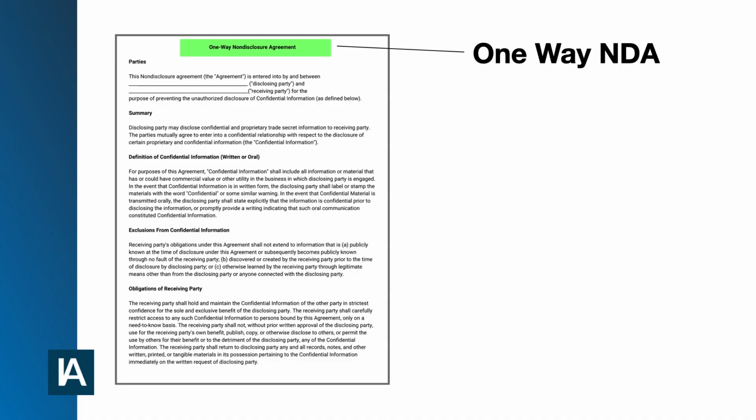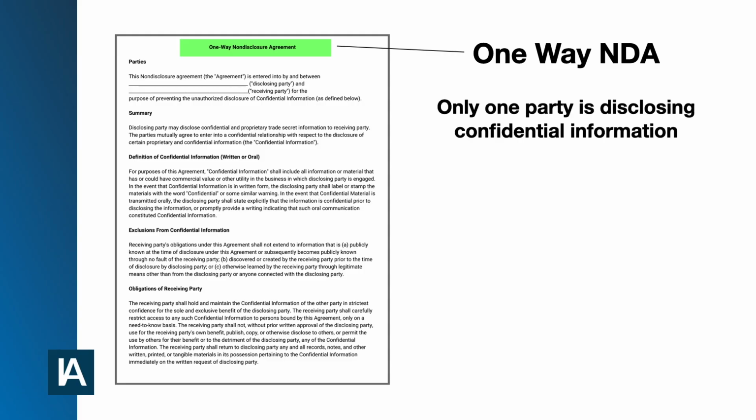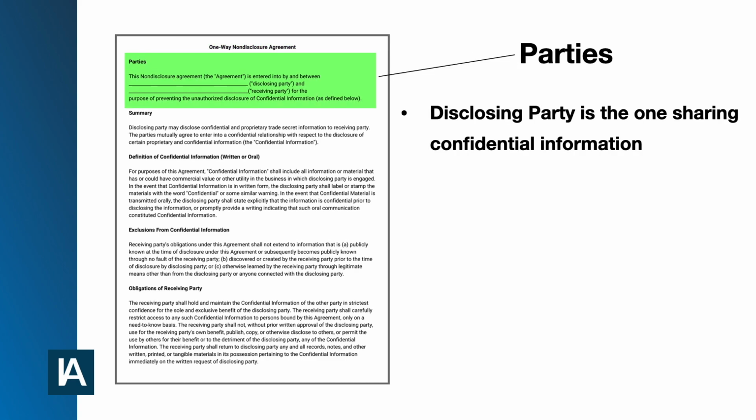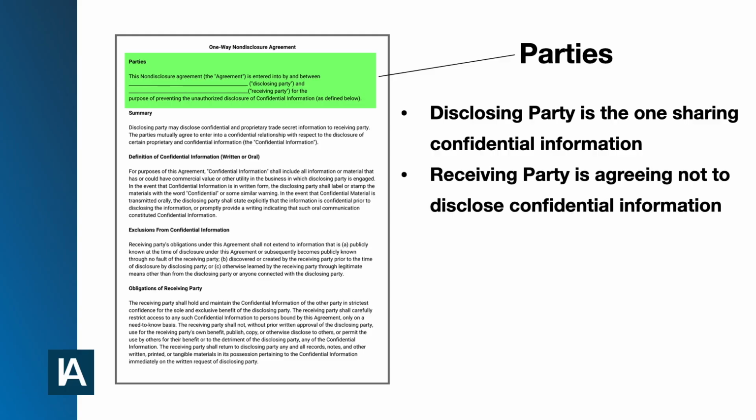So first off, it says very clearly at the top that this is a one-way NDA, meaning one party, which will be you, will be disclosing confidential information to another party. The parties are whoever is involved with this agreement. The disclosing party is the one sharing the confidential information, and the receiving party is the one agreeing to not disclose the confidential information. So your name or your company's name goes in the first blank, and the receiving party's name goes in the one beneath it.